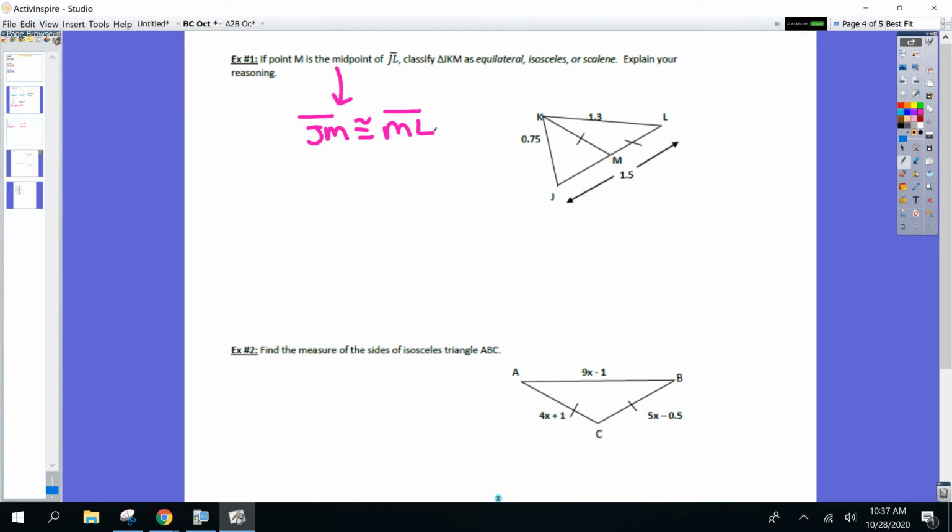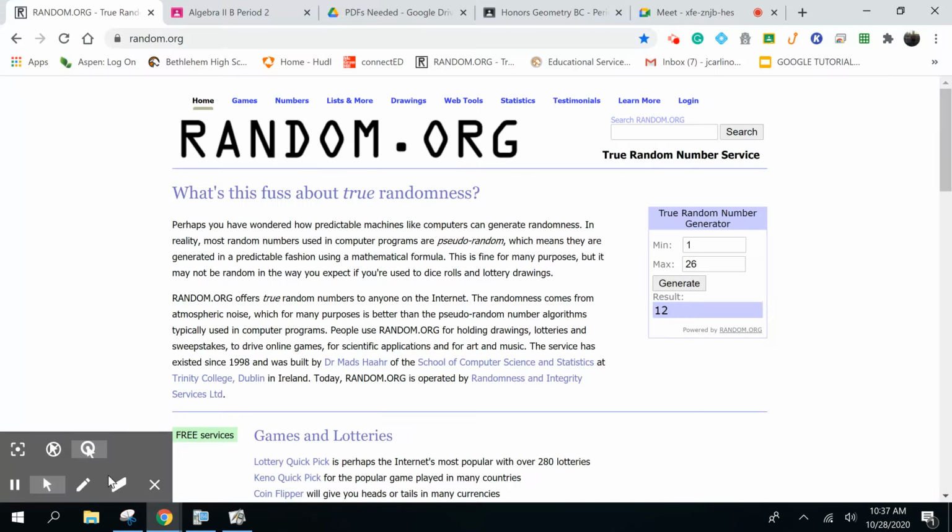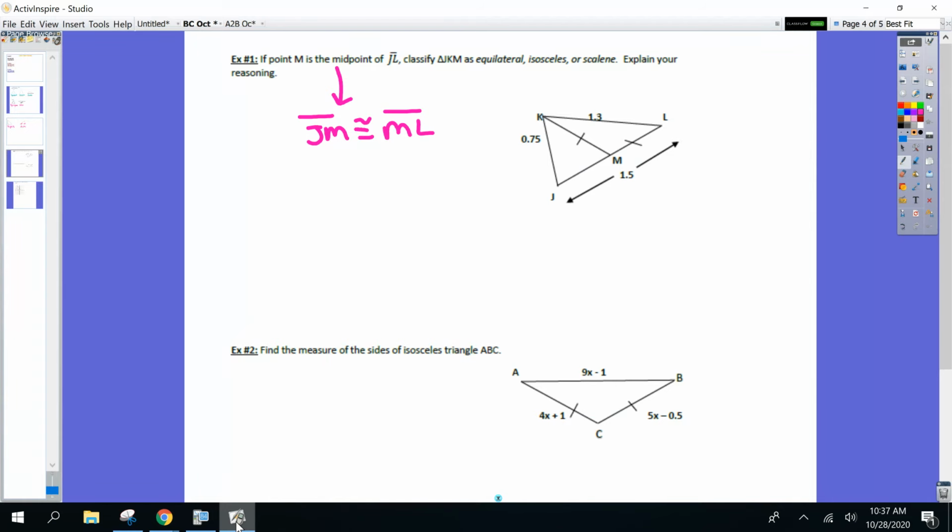Everyone, look, they said that JL was 1.5 units long. JL was 1.5 units long. So what's got to be my measures for ML and JM now? What are the actual lengths of JM and ML now? Okay, let's go to 20. Here we go. Radhika, what's each segment length?